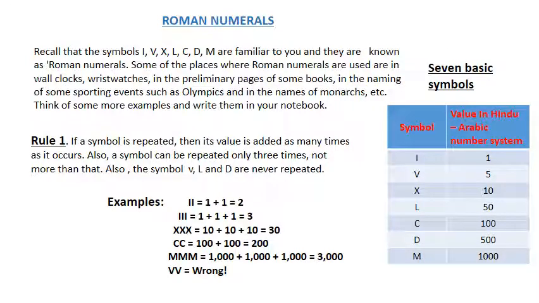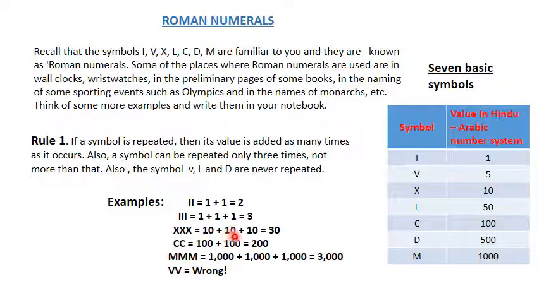The students, here it is I. I is written here 2 times, so here it is 1 plus 1 becomes 2. So the value for this symbol is 2. I is written here 3 times, so 1 plus 1 plus 1 becomes 3. X is written 3 times, so the value of X is here 10 plus 10 plus 10.